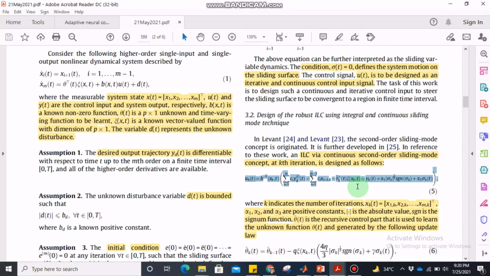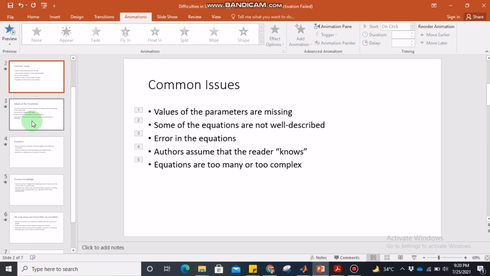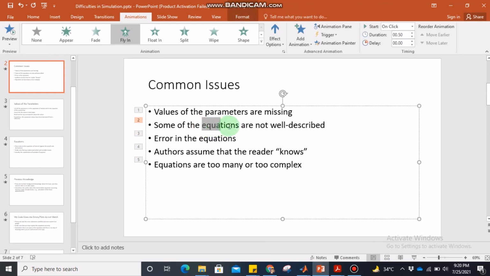So finally, if we summarize, the issue will be if you cannot find the parameter values, that is an issue. If you are unable to make sense out of all the equations, that is an issue. If all the equations make sense and you write the code and the code does not generate the graphs that are actually presented in the paper, that is another issue. There the error could be in the equations, but mostly the error is in your code.